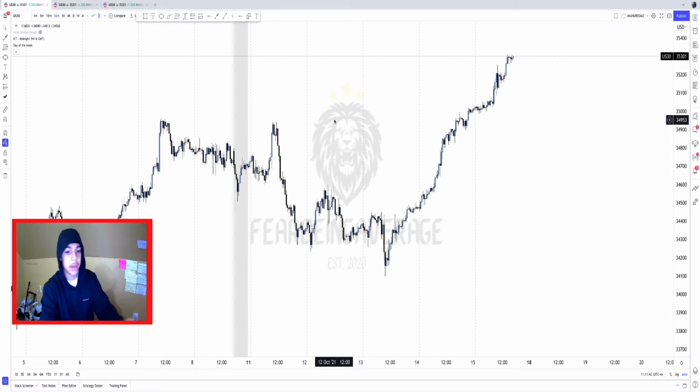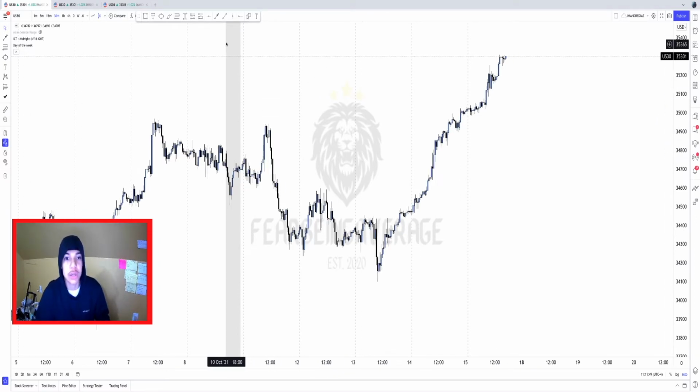The second thing is that US30 tends to have a false breakout before a major move. So I'm going to show you a few examples right here.